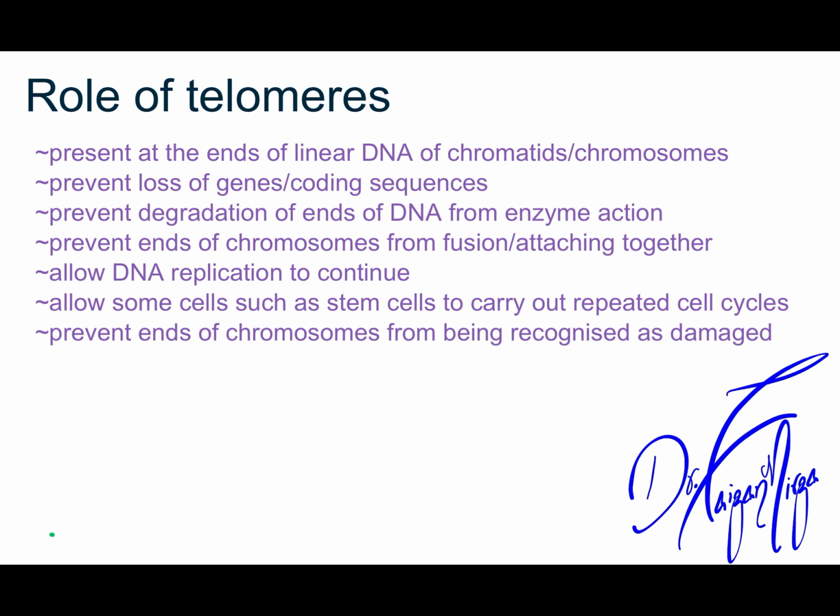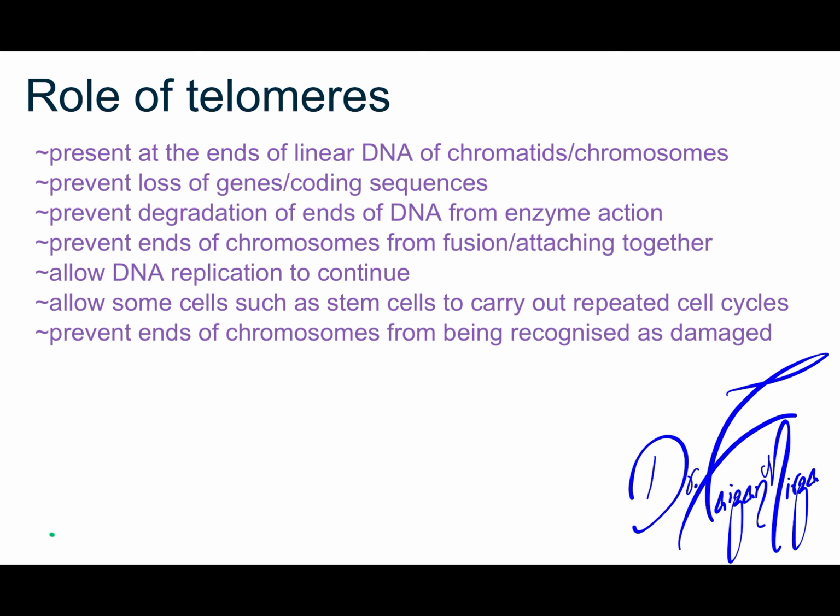Moving on to the role of telomeres. We know that telomeres are present at the end of chromatids. The chromosomes in eukaryotes are linear DNA, and the linear DNA ends are exposed. They are vulnerable to getting enzymatically cut, or they can undergo changes, modifications. So the telomeres are there to prevent all this.